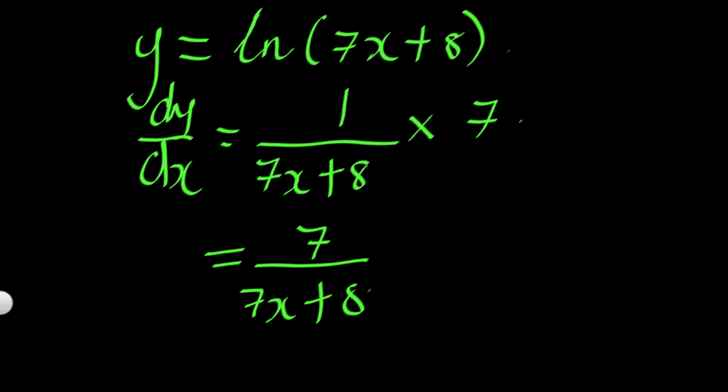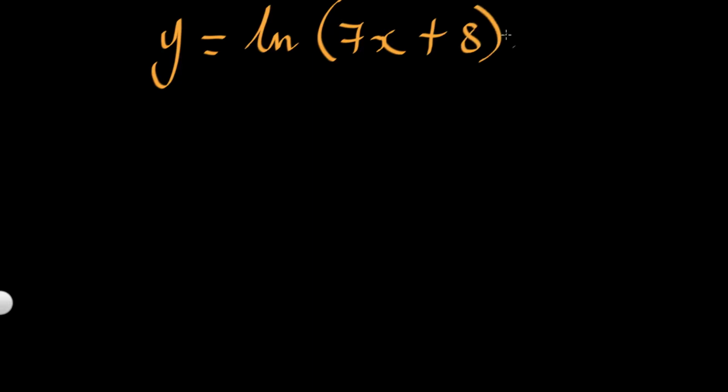Now I'm going to illustrate how the chain rule is coming into effect here. It is y equals ln(7x plus 8).